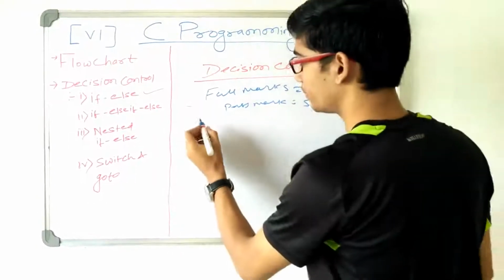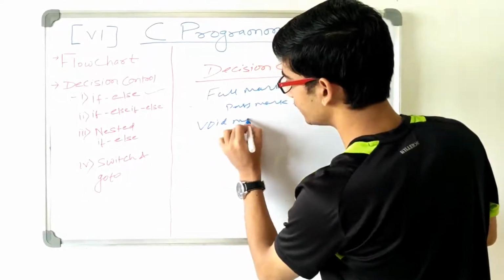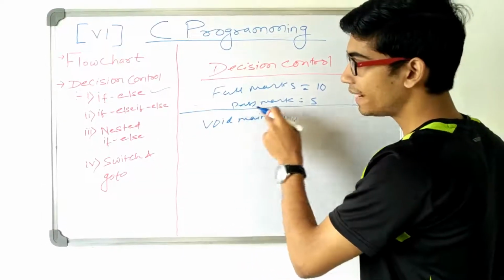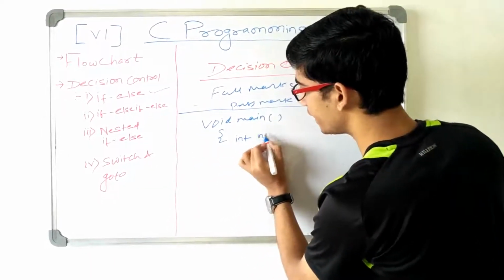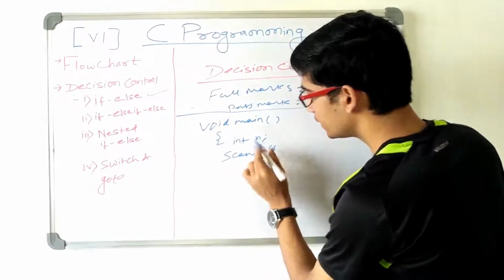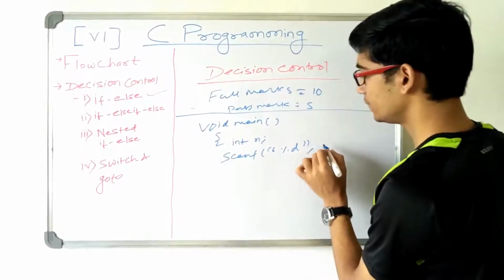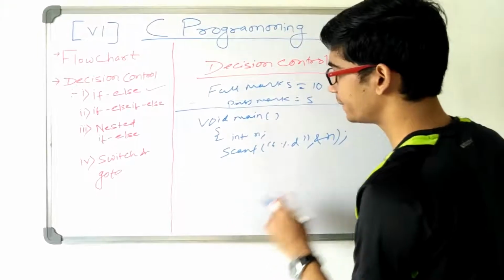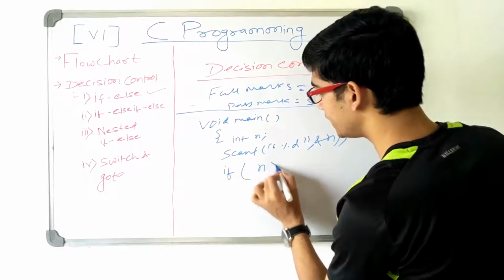I am writing a program. Assume that I have written the header file, void main, and declared a variable int n. Then I will read the input with scanf. It is integer data, so we use the format specifier %d, comma &n. Now we have read the input. So what we will do is check a condition. Here we are checking if n is greater than or equal to 5.